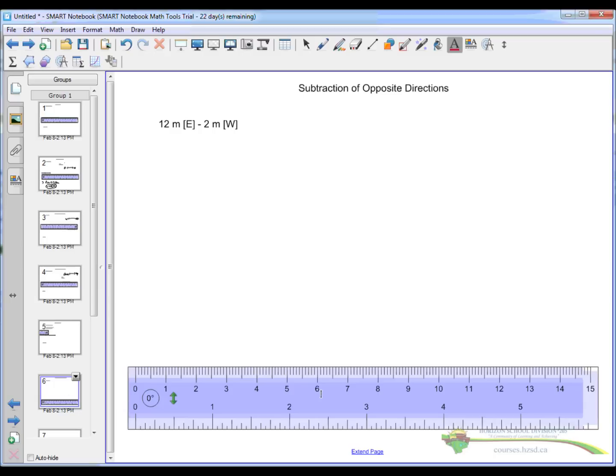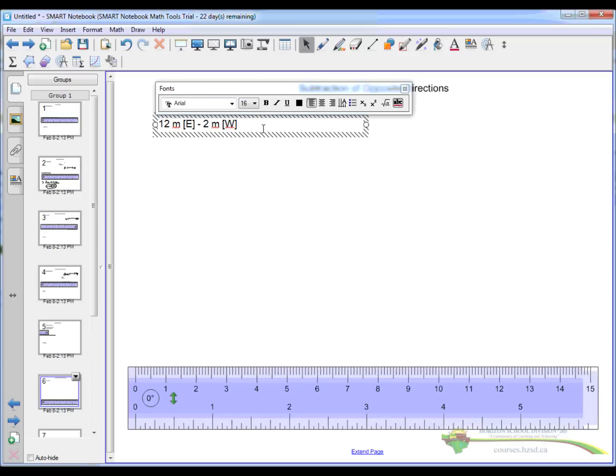One final example, subtraction of opposite directions. So we just need to work this out now. 12 meters east minus 2 meters west. So that's the same as 12 meters east plus a negative 2 meters west.